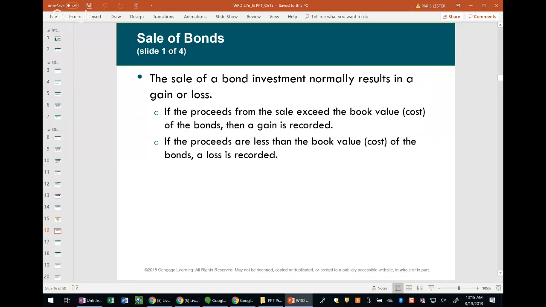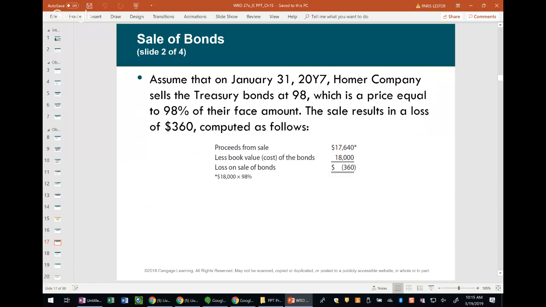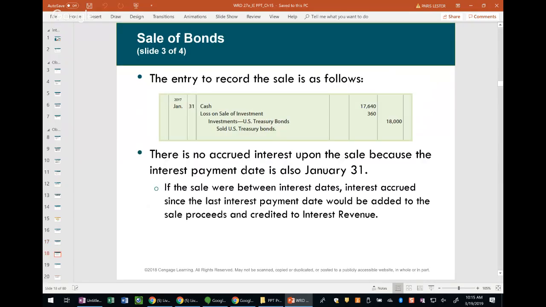If the proceeds from the sale exceed the book value, cost, sure, then you got a gain. Sell them for less, you got a loss. Proceeds, 17,640. We paid 18,000. We got a loss of 360. Your entry would be: debit the cash you received, debit the loss, and credit the investment, U.S. Treasury bonds.